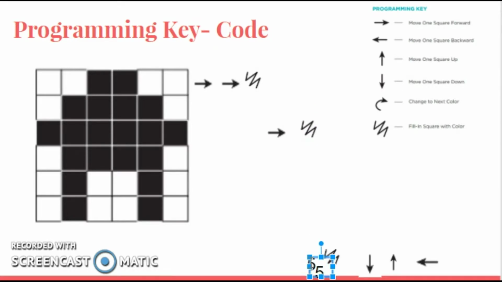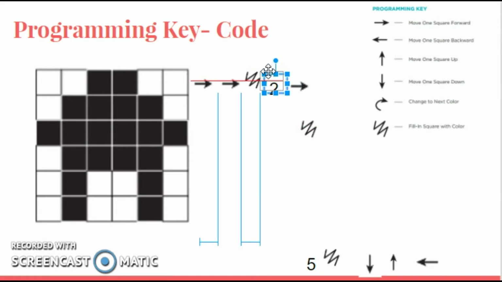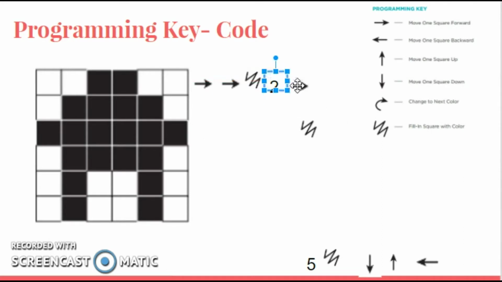What if I duplicate this number and bring it up here? What if we just brought a number up here and we said two fill-ins? So we'll start here, move forward, and then fill in here, and then fill in here. And then we can move forward again two times. So we can go ahead and do another move forward. Let me move that one up a little bit so it's more aligned. And then we need another move forward.